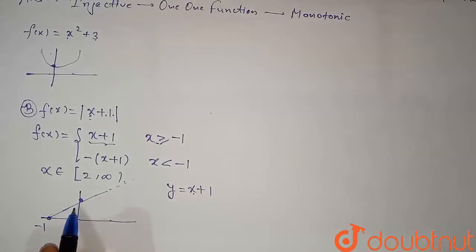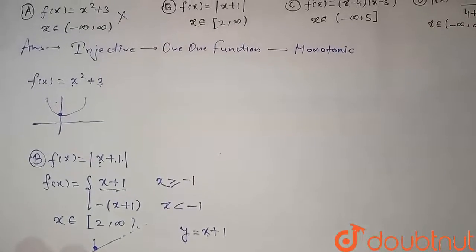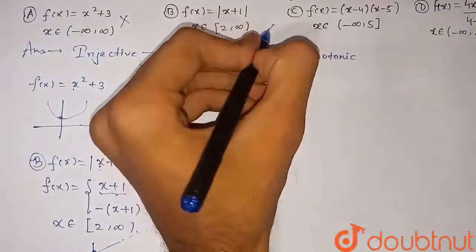This graph is clearly increasing. So we can say that this function is injective in the interval 2 to infinity. So this is the answer to this question: between 2 to infinity this function is clearly injective, that is, one-one. So option B is the correct one.